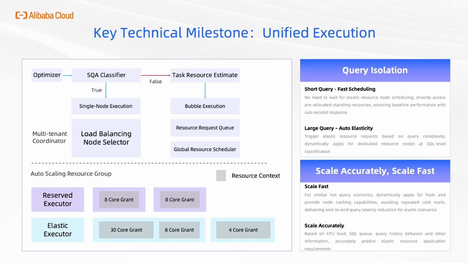Through kernel-level resource quota isolation, we establish stable execution environments for various query complexities by binding CPU cores and applying memory and I/O constraints. Our elastic, temporary node scaling has an impressive response time of just 5 seconds.